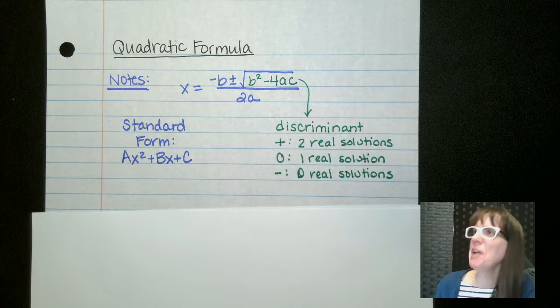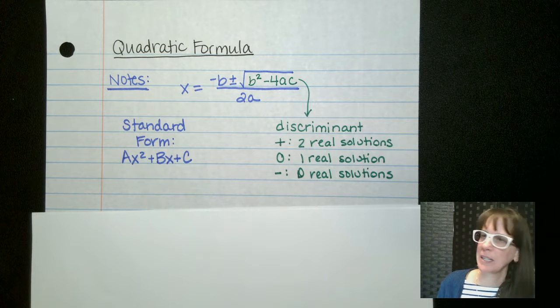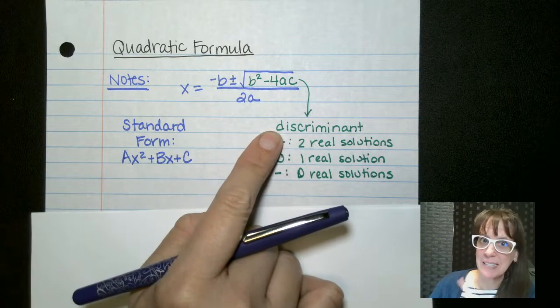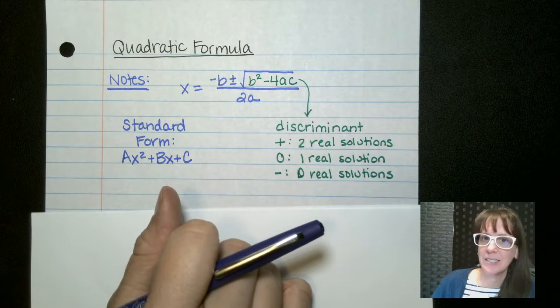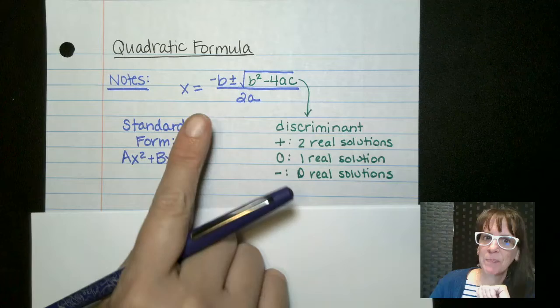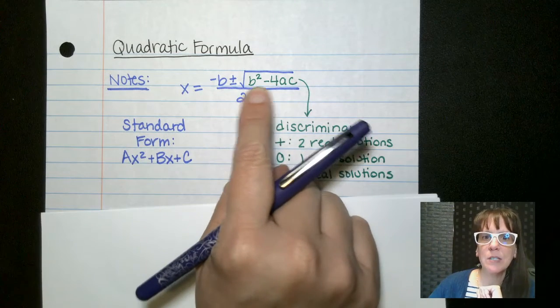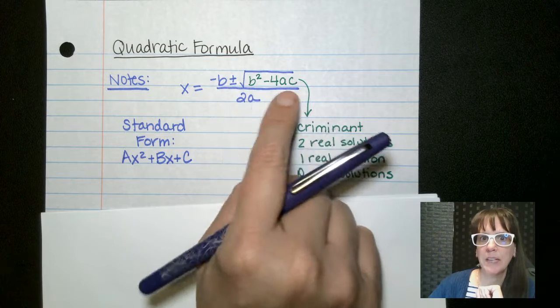I hate to tell you this, but this formula is going to live rent-free in your head until you're at least 40, swear. But this is the formula. You do need to memorize it, especially if you plan on taking any standardized tests like the SAT or the ACT. X equals negative b plus minus the square root of b squared minus 4ac, all of that divided by 2a.